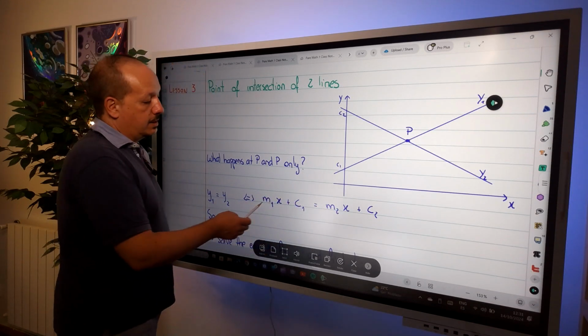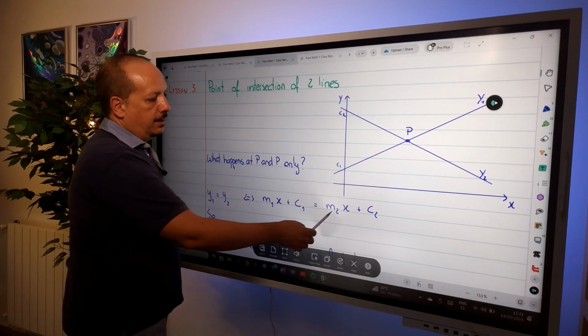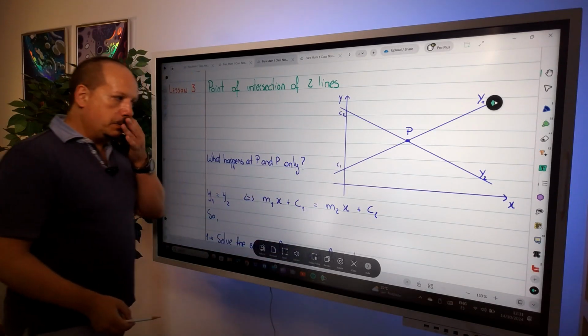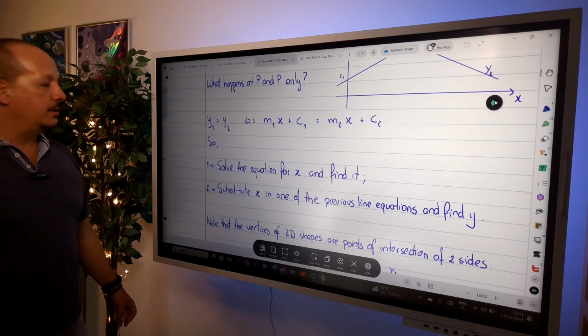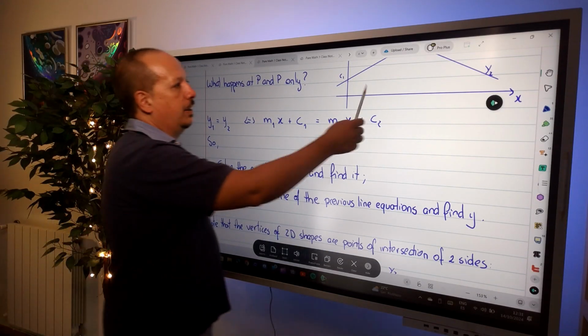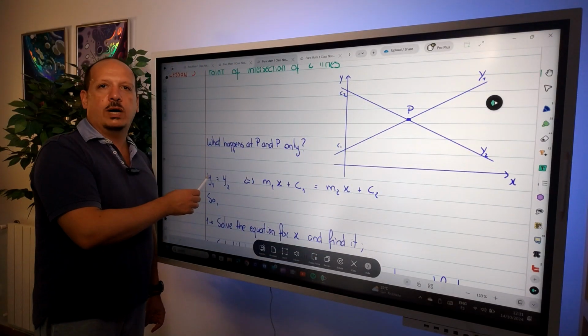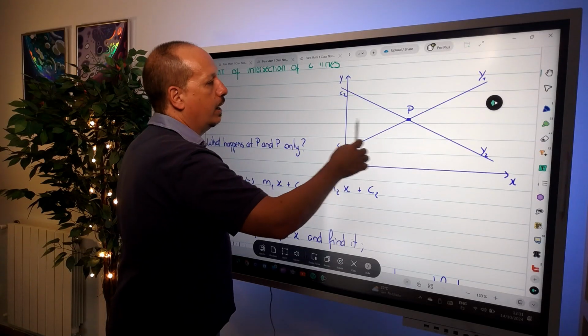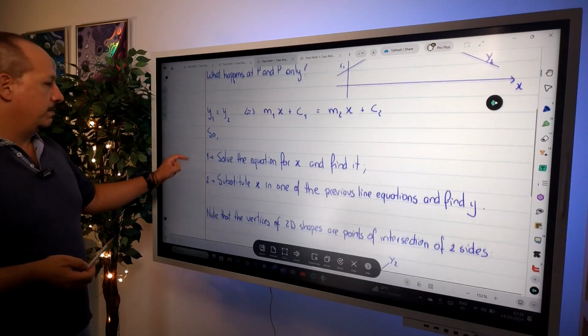In most cases, you will know the value of m1, c1, m2, and c2. You just substitute and solve the equation for x to find it. And once you get the value of x, you substitute it in either y1 or y2 to get the y coordinate of point P, the point of intersection.